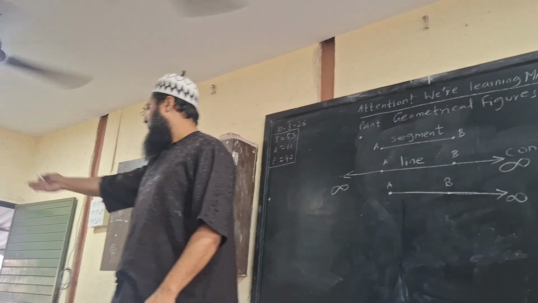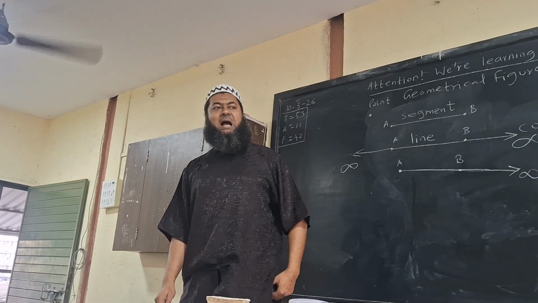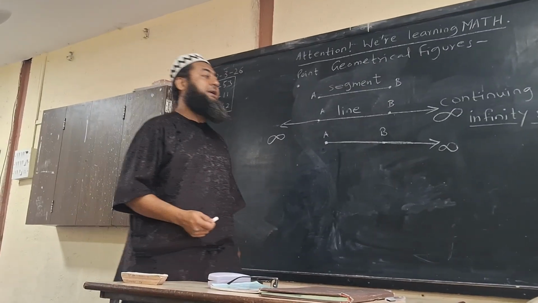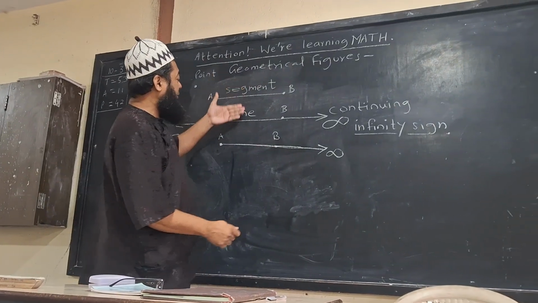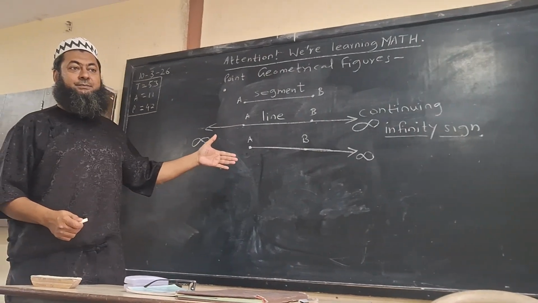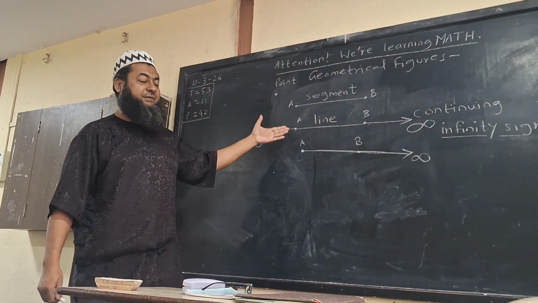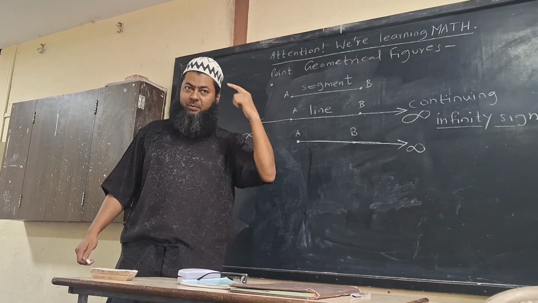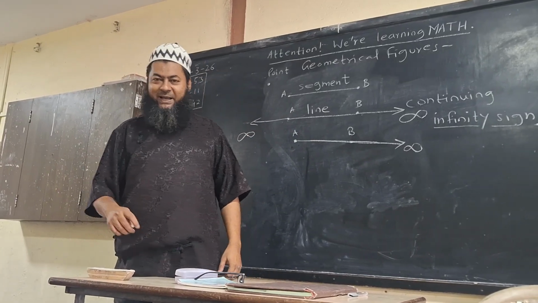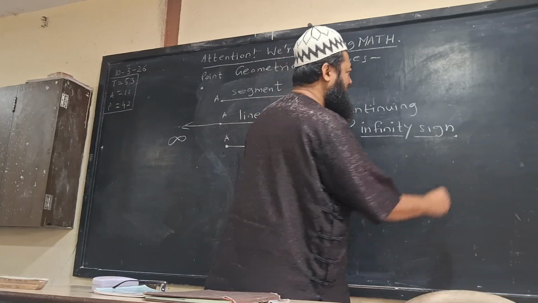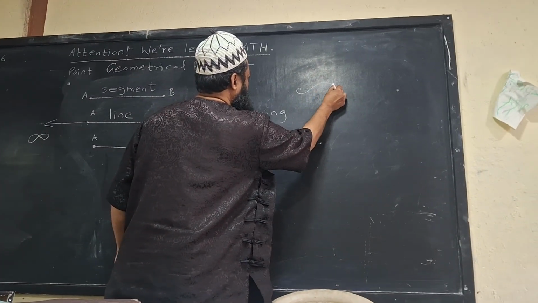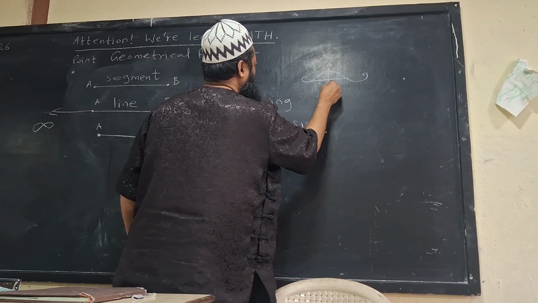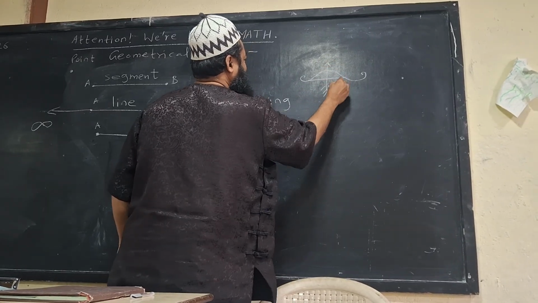What is this figure called, that I have just drawn? You can see clearly the differences. This is different, this is different, this is another different figure. Just think in your mind. I'll give you one hint. So, what is this called?